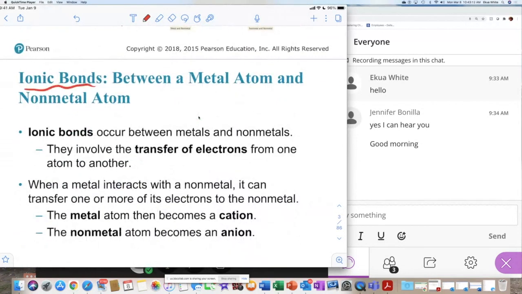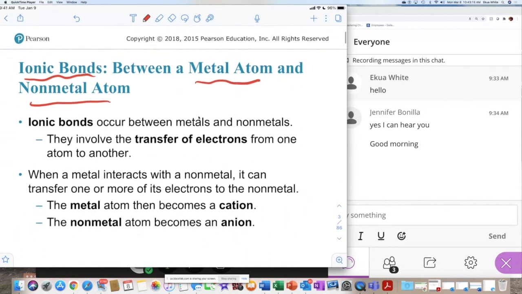So, ionic bonds. With ionic bonds, you have metals and nonmetals forming a bond together. We're told here the bond is formed when you have a transfer of electrons from one atom to another. Okay? When this transfer of electrons happens, you have metals interacting with nonmetals, and we're told that it can transfer one or more of its electrons to the nonmetal, it referring to the metal. Okay? The metal becomes the cation, the nonmetal becomes the anion.